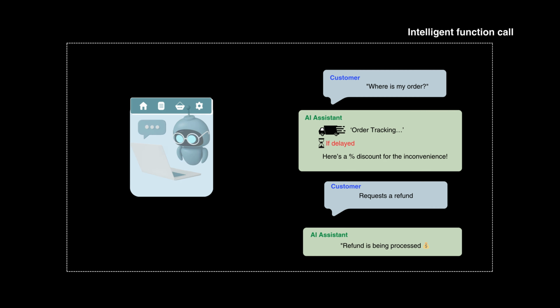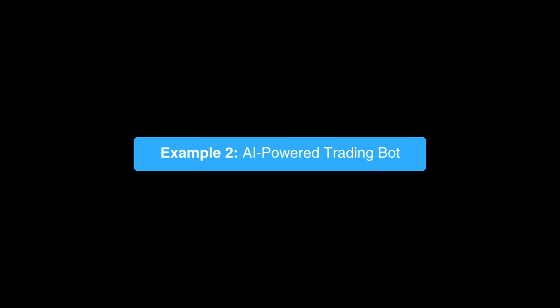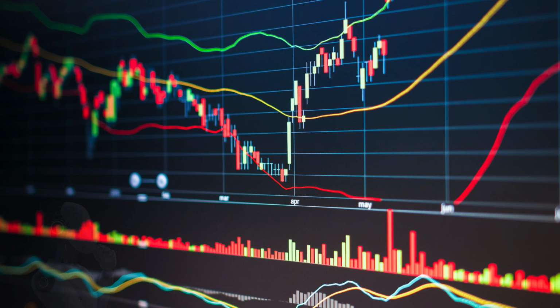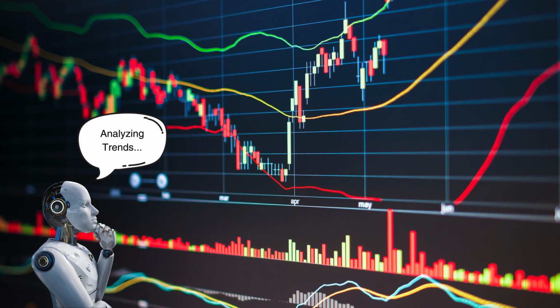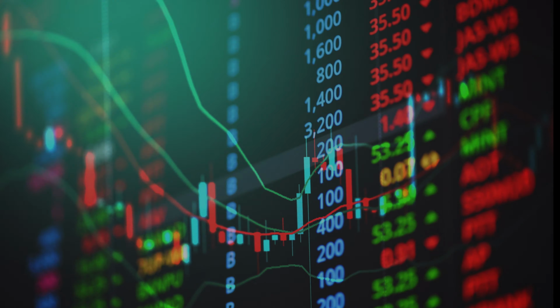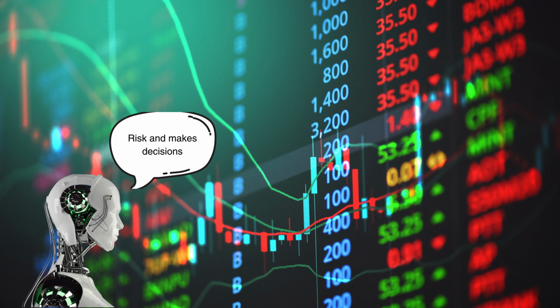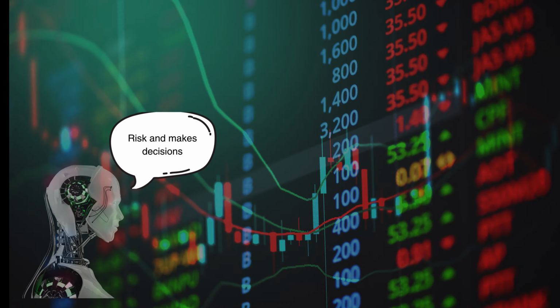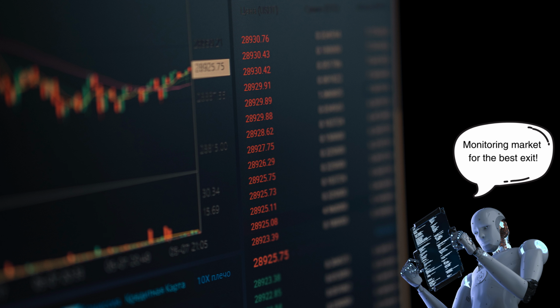Moving on to our second example, an AI powered trading bot. Imagine an AI agent managing stock trades. It reads stock market trends from APIs. It analyzes risk and makes decisions. It places a trade order using a function call. Also, it continuously monitors and adjusts trades in real time. So, in the above examples, we have seen that instead of just giving suggestions, the agent executes real-world tasks using function calling.